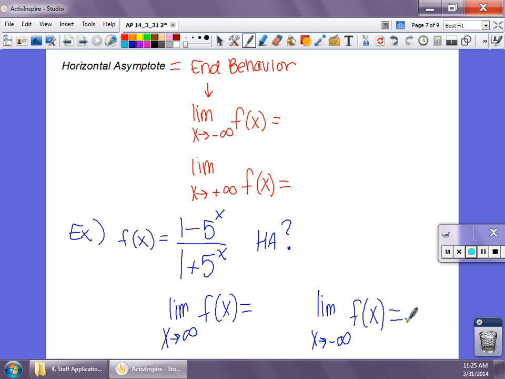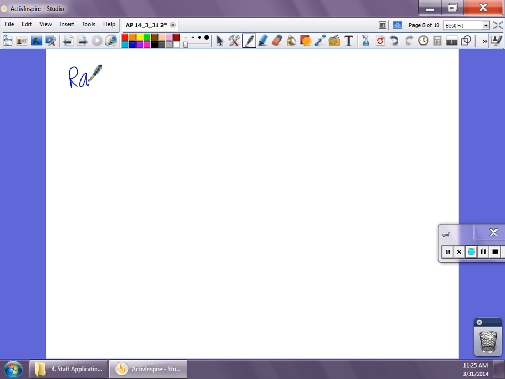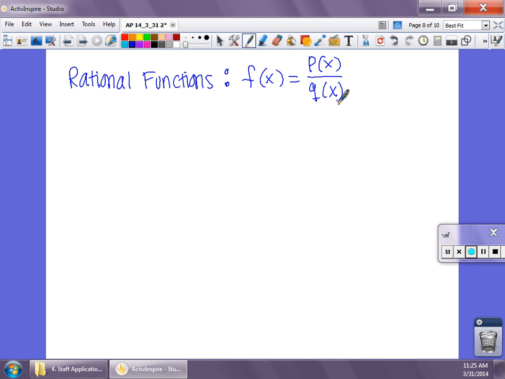Other things to remember about horizontal asymptotes: not only the definition, the fact that it is both sided limits and behavior, it's also the fact that if I ask you for rational functions, which is normally where you're used to seeing your horizontal asymptotes, that's when your function is a polynomial divided by another polynomial. That's the other time you see your horizontal asymptotes.